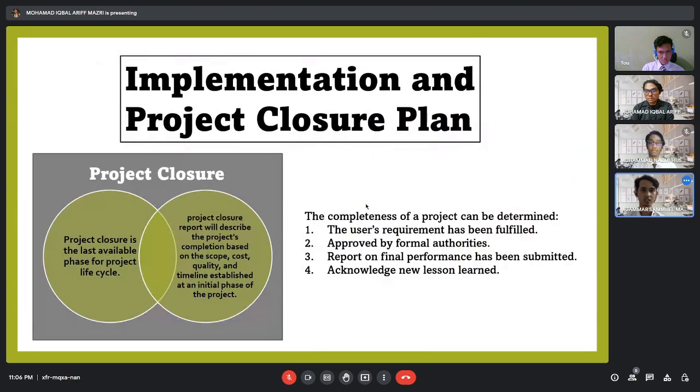So for the implementation and the project closure plan, we have pretty much the last phase of the project lifecycle. The project closure report will describe the project completion based on the scope, cost, quality, and time established at the initial phase of the project based on our discussion with the Dylan Blue Company. So the completeness of the project can be determined by whether or not the user requirement has been fulfilled and the approval of the formal authorities, our sponsors, the whole team members, and the Dylan Blue Company, and then the report on the final performance has been submitted by the company, and then the acknowledgement of what we can learn from this project.